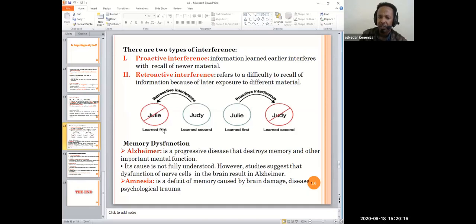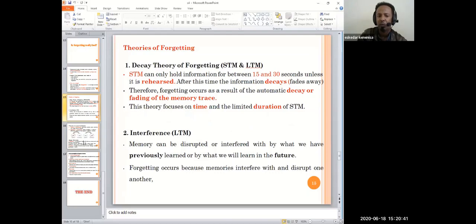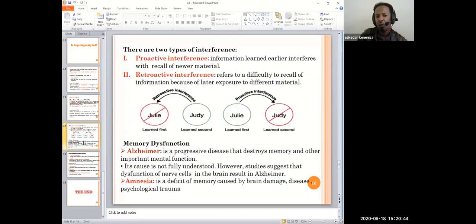Another one is proactive interference. Proactive interference is usually when the old knowledge interferes with the new one. Due to this reason, due to interference, forgetting will happen. It will be difficult to accept new information or to accept old information.